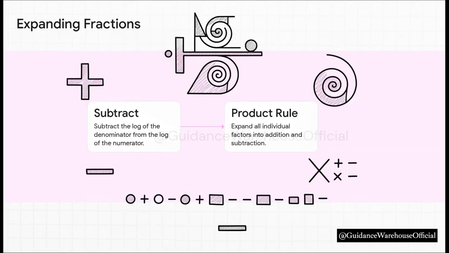Okay, look at this incredibly intimidating fraction. Deep breath, if we take it step by step, it's actually a breeze. Step 1, subtract the log of the entire denominator from the log of the entire numerator. Step 2, use the product rule from earlier to expand all the individual pieces. Look at how that massive fraction completely flattens out into a long, manageable string of simple addition and subtraction. Here's the golden rule to remember. Any factor originating from the numerator gets a plus sign, any factor from the denominator gets a minus sign.